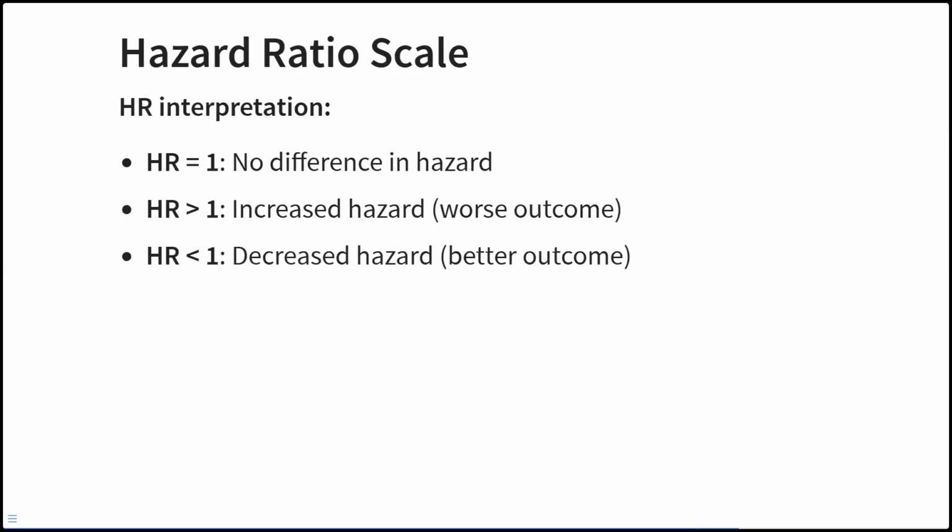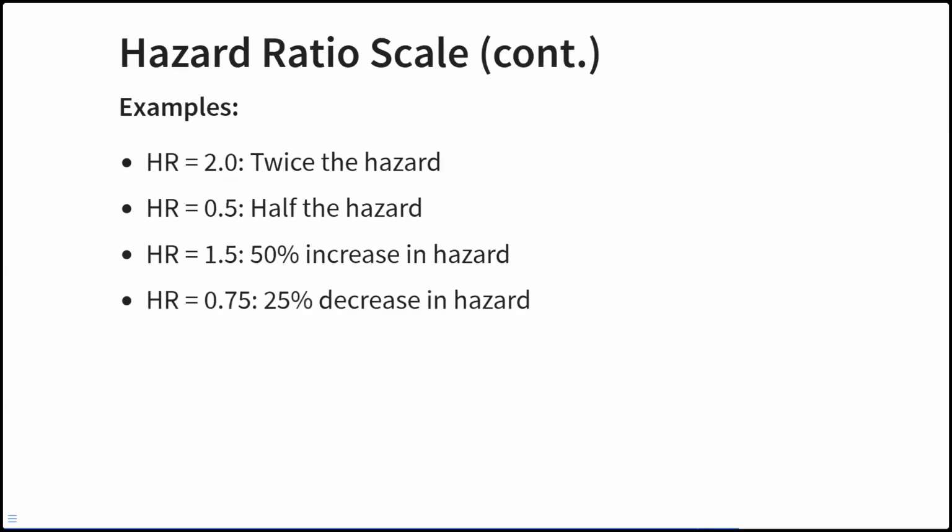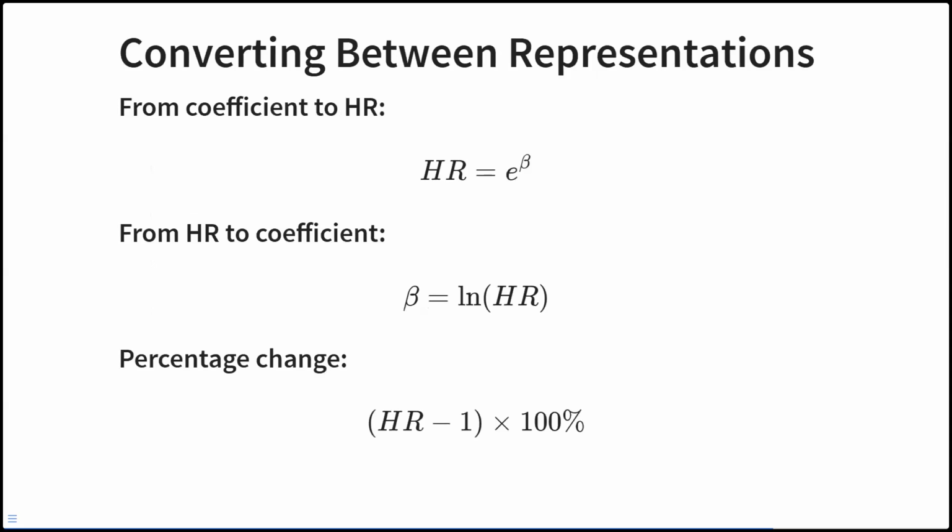I think I've already explained most of this particular hazard ratio. So these are various information I've already explained earlier on. So you can see a hazard ratio of 2 means twice the hazard. 0.5 means half the hazard compared to the other reference category. And this is how you can transform the coefficient to hazard ratio. You take the exponential of your coefficient to get the hazard ratio.